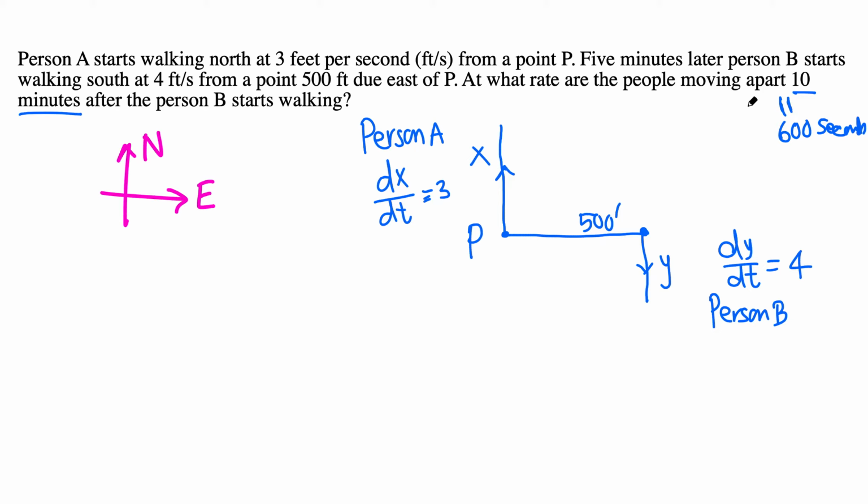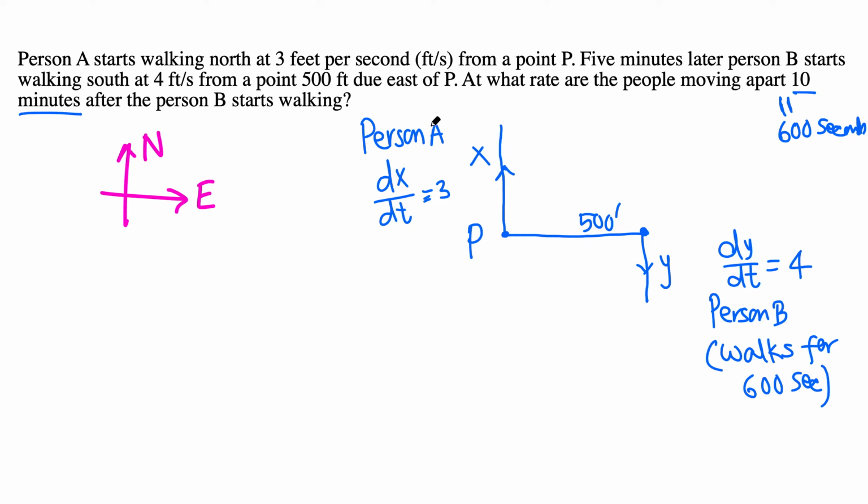At what rate are the people moving apart 10 minutes after the person B starts walking? So person B starts 5 minutes later. Okay, this is 5 minutes later, and we need to determine the rate at which they are separating. 10 minutes after means this person A walks for 15 minutes, person B walks for 10 minutes. Okay, walks for 10 minutes means 600 seconds.